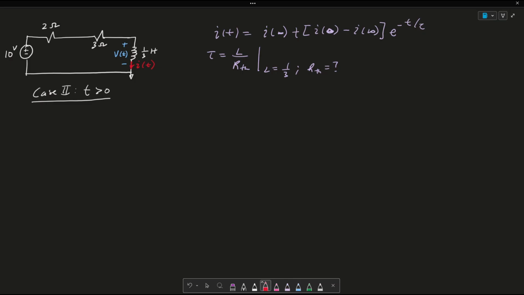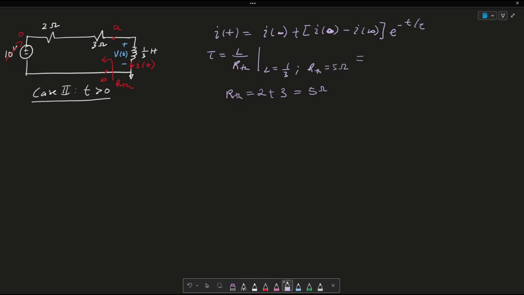We know that R Thevenin is essentially the total resistance when we look in through our terminals, call them A and B, and when this Vs is equal to 0. So we can say that R Thevenin is equal to just 2 plus 3, since they're in series, which is equal to 5 ohms.